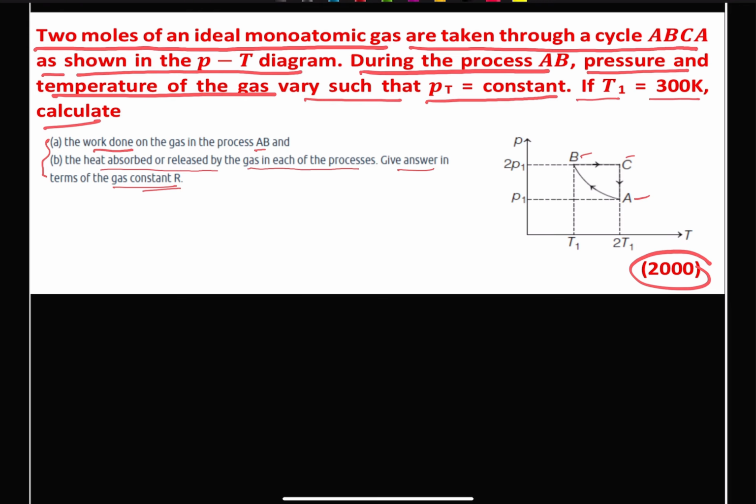Okay. So let us start with our AB process, and for AB it is given that the product of pressure and temperature is constant. And for BC pressure is constant, and from CA temperature is constant. Okay. So let us start with our AB process. For AB we are given that the product of pressure and temperature is constant.